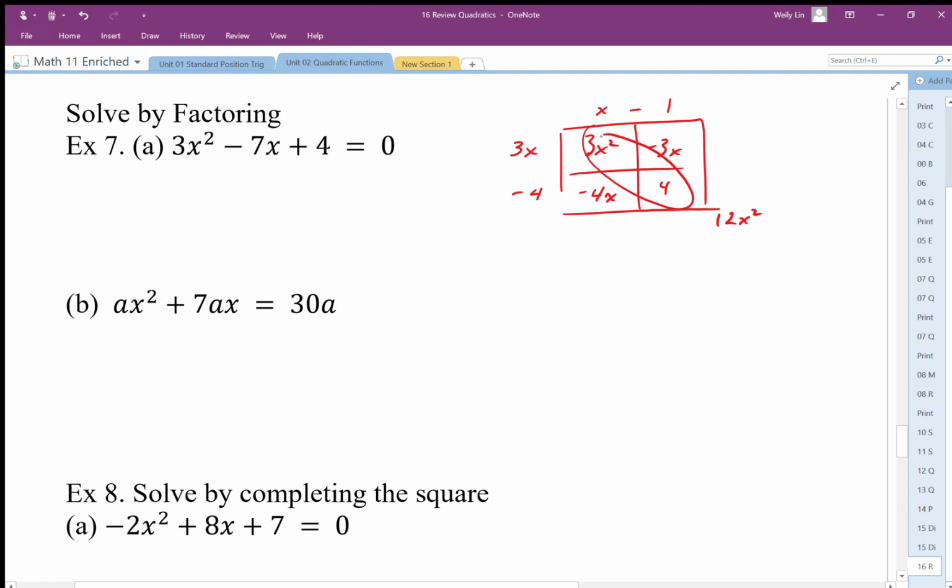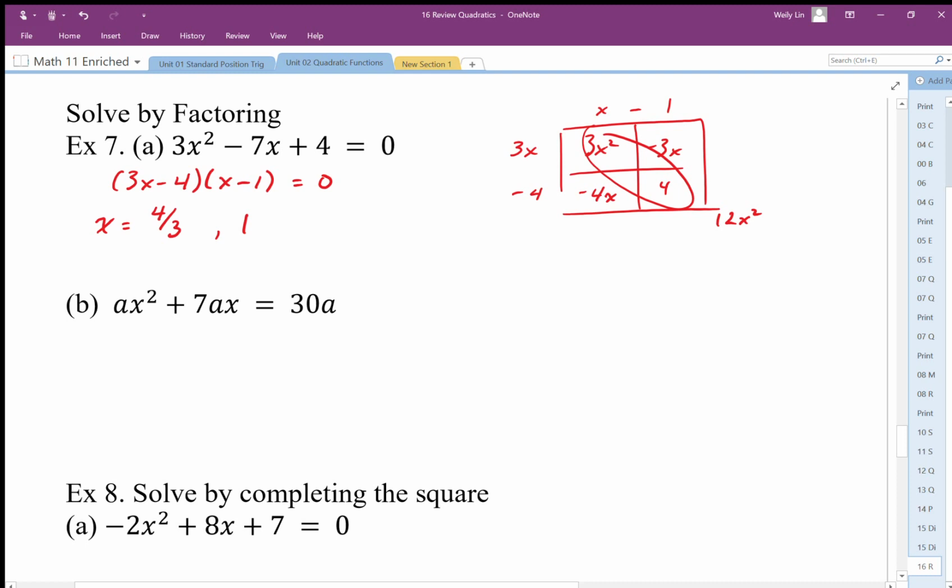Okay, just double check that works. 3 times x. The greatest common factor is 3x. Greatest common factor here is negative 4. Yeah, so that all works out. So I can factor this into 3x minus 4 times x minus 1 equals 0. So from the first brackets, we can say x equals 4 over 3, and x equals positive 1.